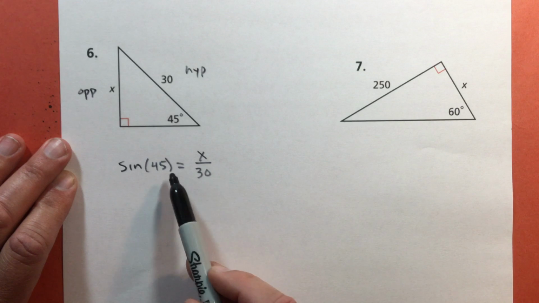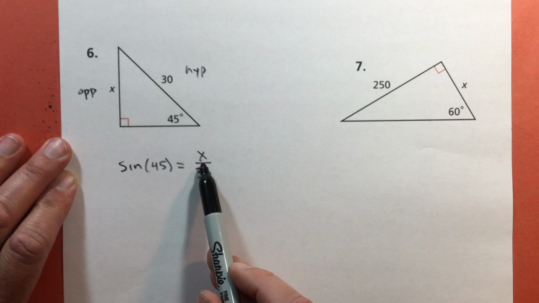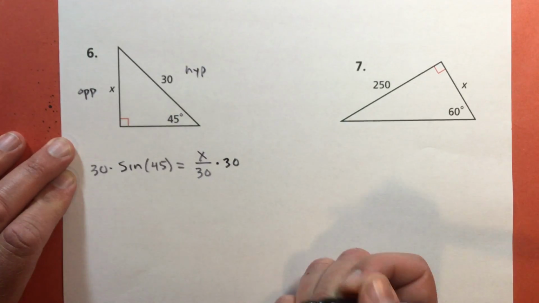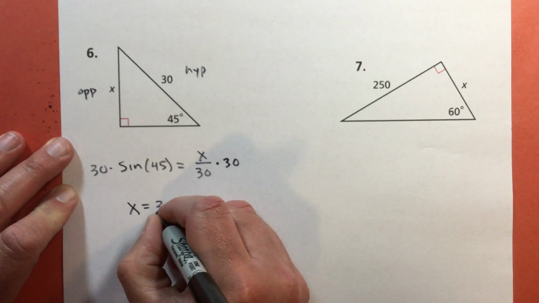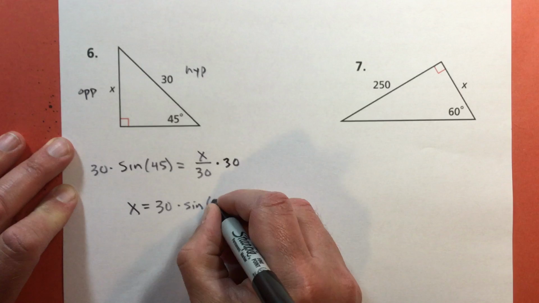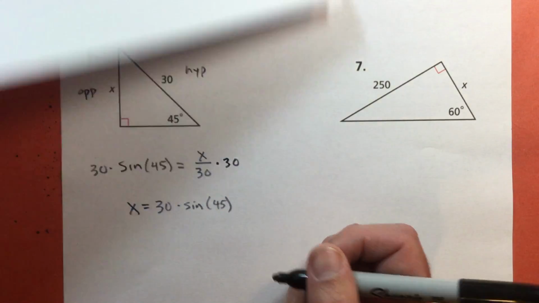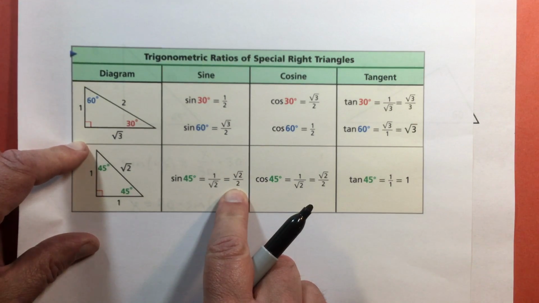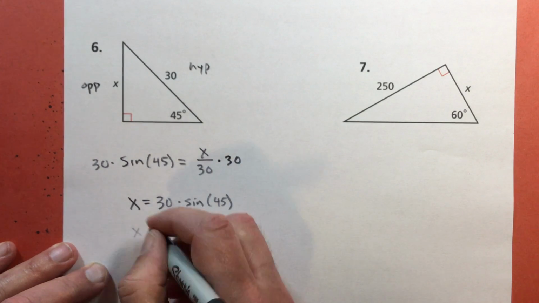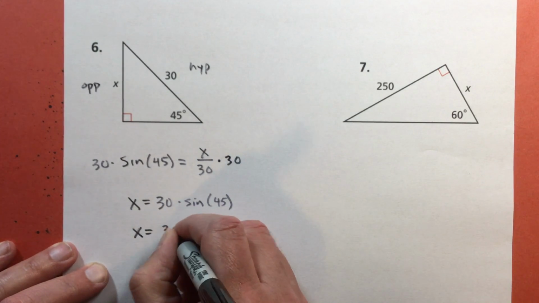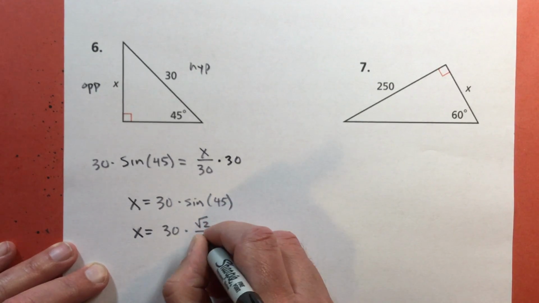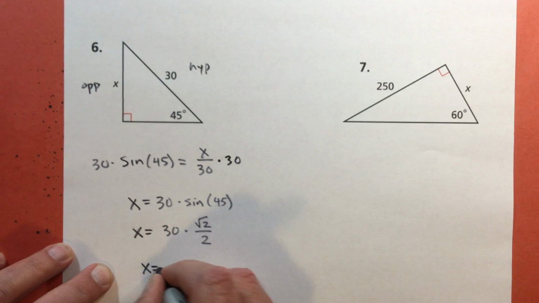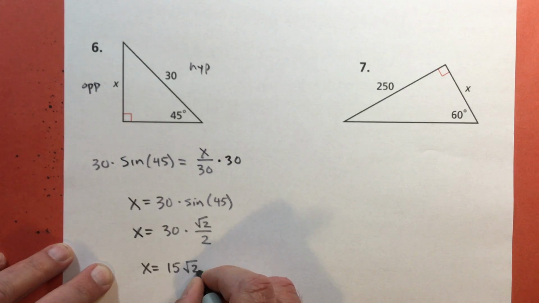So this might actually be a little bit easier if I solve for x first. I'm just going to multiply both sides by 30. And I get x equals 30 times the sine of 45. Now if I look on my list, sine of 45 is square root of 2 over 2 when the denominator is rationalized. So this is 30 times the square root of 2 divided by 2. 30 divided by 2 is 15. So to simplify, this is just 15 times the square root of 2.